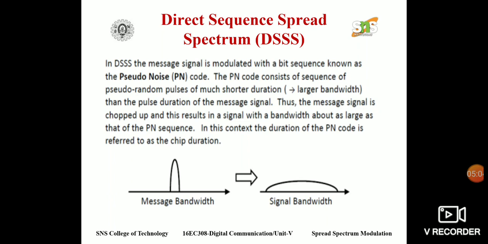From this diagram you can see the message bandwidth is narrow, and after conversion by the spread spectrum modulation technique, the signal bandwidth is widened. Because of this concept only we are calling it a spread spectrum technique. So in the direct sequence technique also the same thing is employed.